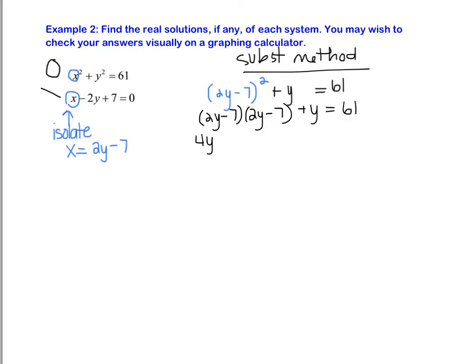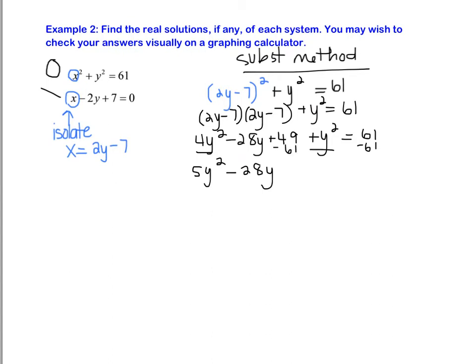We got 4y squared minus 28y. Let's see, then we got minus 28y, good. And then plus 49 when we multiply negative 7 and negative 7. And then, oops, I'm missing the squared on those y's. Let's put that back in there. Plus y squared equals 61. So let's combine some like terms here. I have the 4y squared and the y squared, so that's 5y squared. And then minus 28y. And then if I subtract the 61 from both sides to combine those like terms, I get minus 12 here. So again, we got a quadratic.